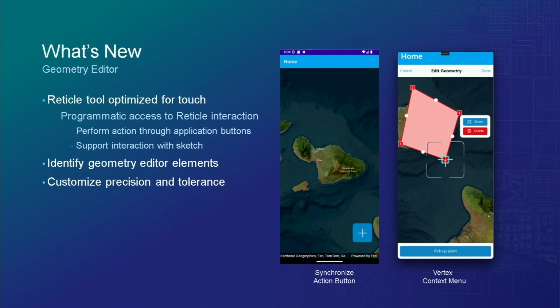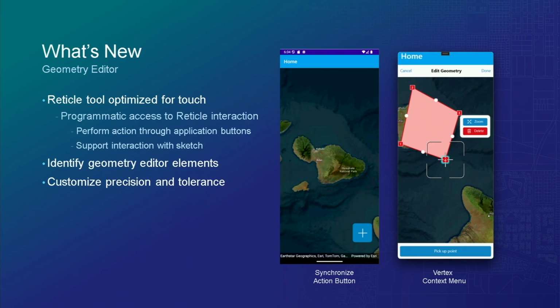So what have we introduced over the last year? Primarily in 200.7 and 200.8. So geometry editor, we've done a lot of work around feature editing, and we want to be able to optimize that workflow. So we've enhanced this reticle tool, optimized for touch-enabled workflows. We've provided programmatic access. We are a developer product after all, so we want to be able to give developers more control over what's happening. And so we can attach actions to buttons. We can improve the interaction with Sketch. We can identify elements that are within our Sketch editor. And it gives us the ability to discover and set precision and tolerance. So some great work there.